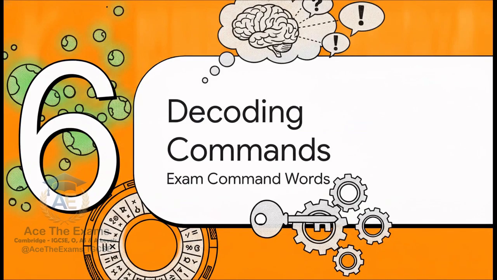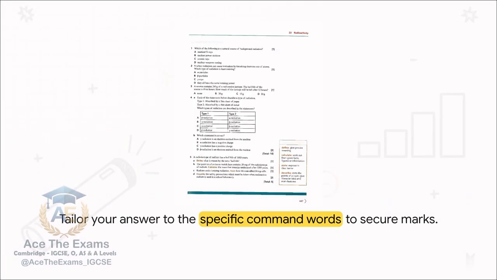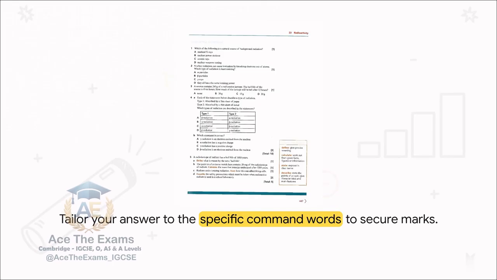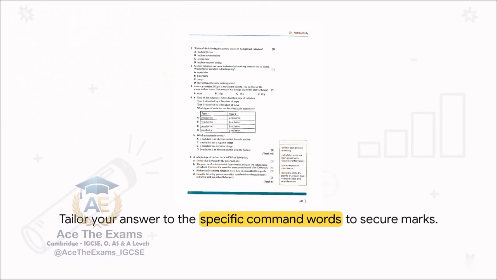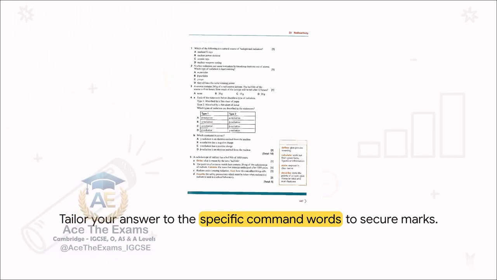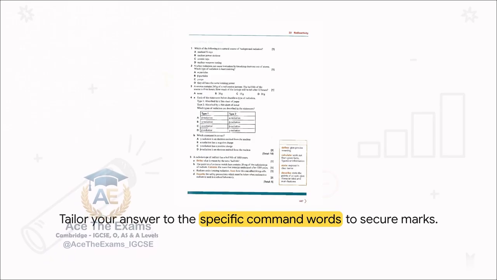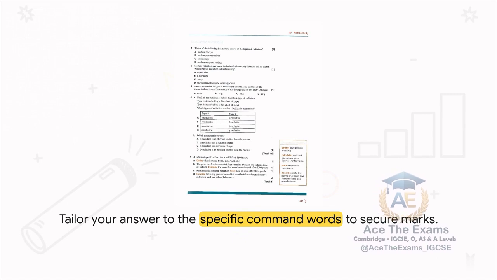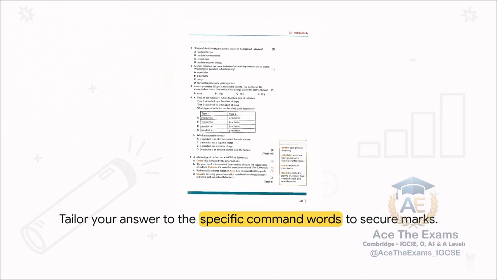Finally, Section 6, Decoding Exam Command Words. Let's crack the examiner's code. Let's decode the specific language of the examiners so you can translate your physics knowledge into top marks. You can know all the physics in the entire world, but if you do not speak the examiner's language, you will not get an A star. It's that simple. If you don't tailor your answer to these specific command words, you will lose marks even if your underlying physics is absolutely flawless.